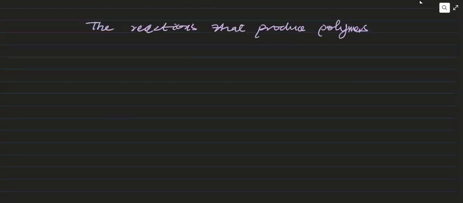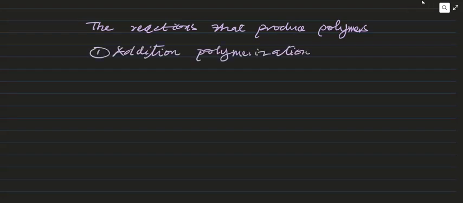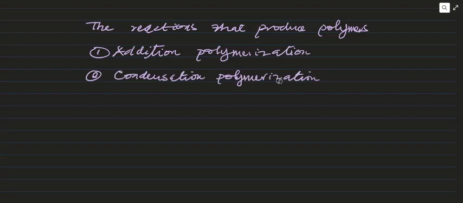The two major types of reactions that make polymers are addition polymerization and condensation polymerization. In the next section of this video series, we'll look at the differences between the two types of polymerization reactions.